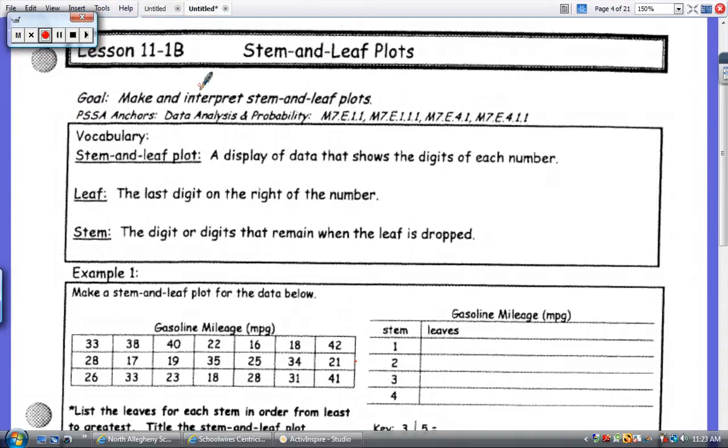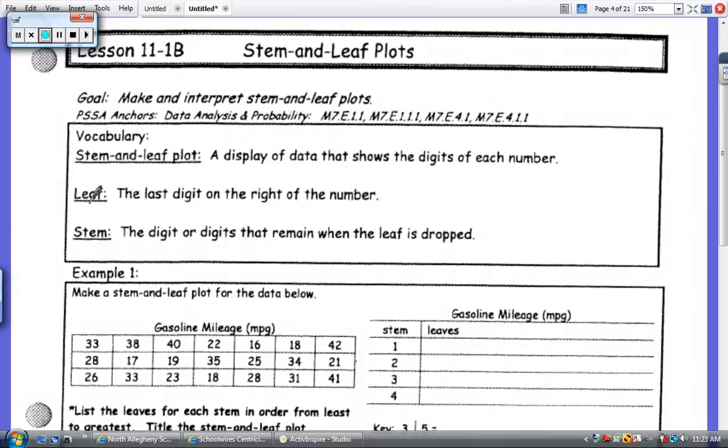Lesson 11.1b, Stem and Leaf Plots. Our learning goal for today is to make and interpret stem and leaf plots. A stem and leaf plot is a display of data that shows the digits of each number.